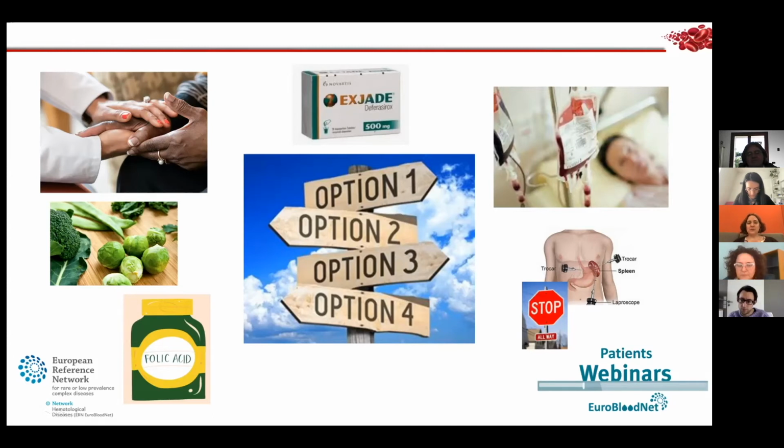I've put a stop sign here because Professor Iolascon, who is on the call as well, did a very nice review of when is it useful to take spleens out in CDA and other red blood cell conditions. And really, it's very rare that we would recommend taking somebody's spleen out. There has to be very good reasons for recommending this operation. Now, I know that some of you will have had your spleens removed because that was at the time thought to be the right thing for you. And then you have lifelong antibiotics to take and vaccines. But it's certainly not nowadays something that we would be recommending.